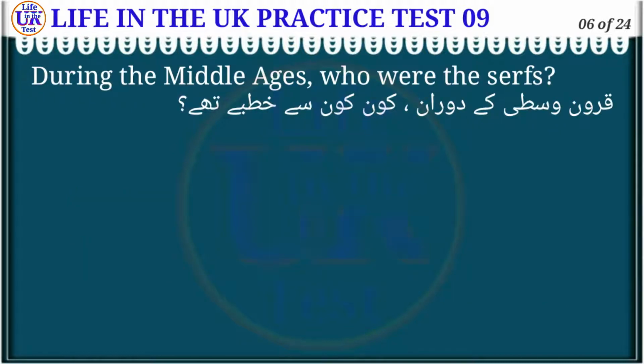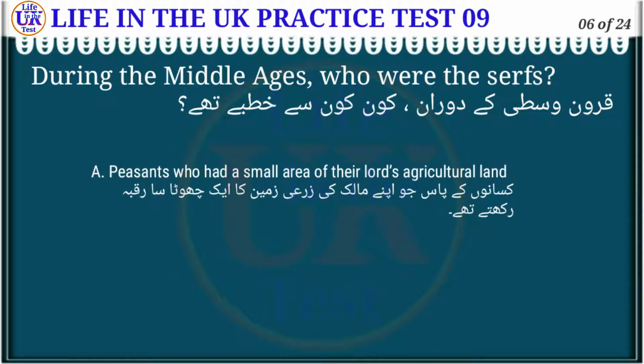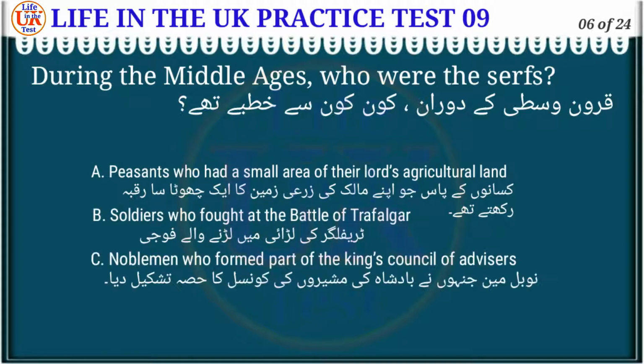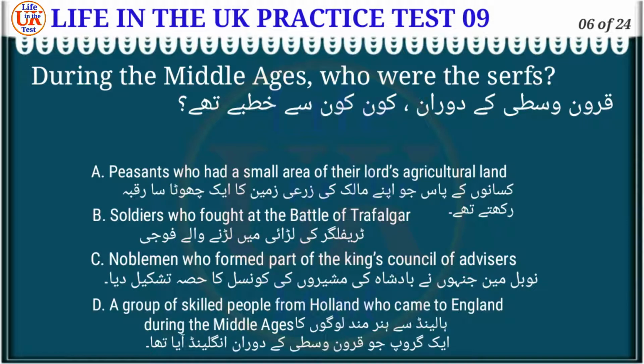During the Middle Ages, who were the serfs? A. Peasants who had a small area of their lord's agricultural land. B. Soldiers who fought at the Battle of Trafalgar. C. Noblemen who formed part of the King's Council of Advisers. D. A group of skilled people from Holland who came to England during the Middle Ages. The correct answer is A.